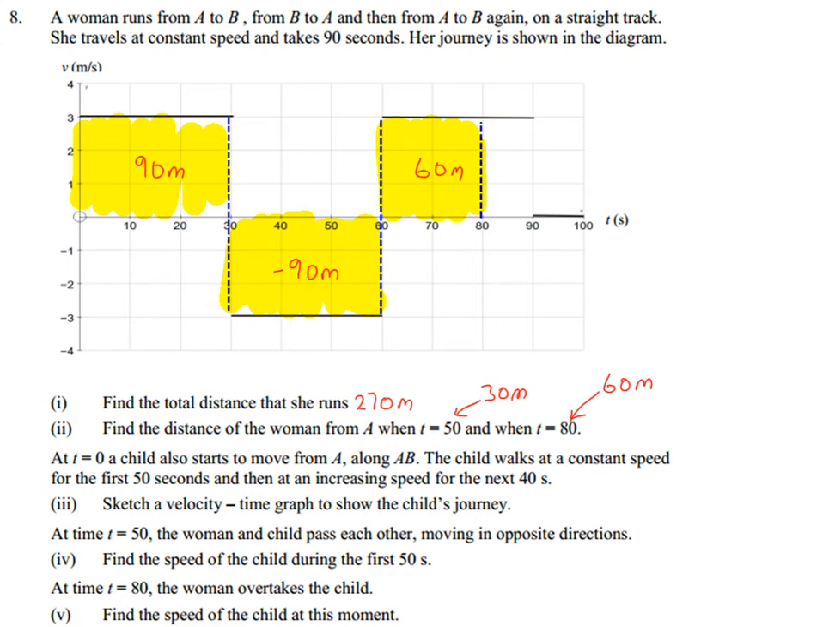Now on the graph, when the woman starts from A and runs towards B, at B she turns around and runs back towards A with the same speed, so the velocity is the same but in the opposite direction. Okay, I should say the speed is the same but in the opposite direction. So there's a reverse of direction here, and now she's running from B towards A. She reaches A, reverses direction again, and is now running in the opposite direction. And the distance from A to B is 90 meters.